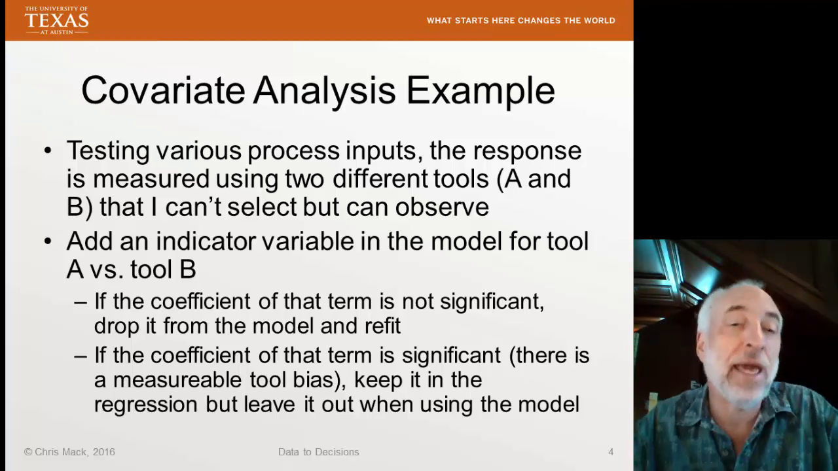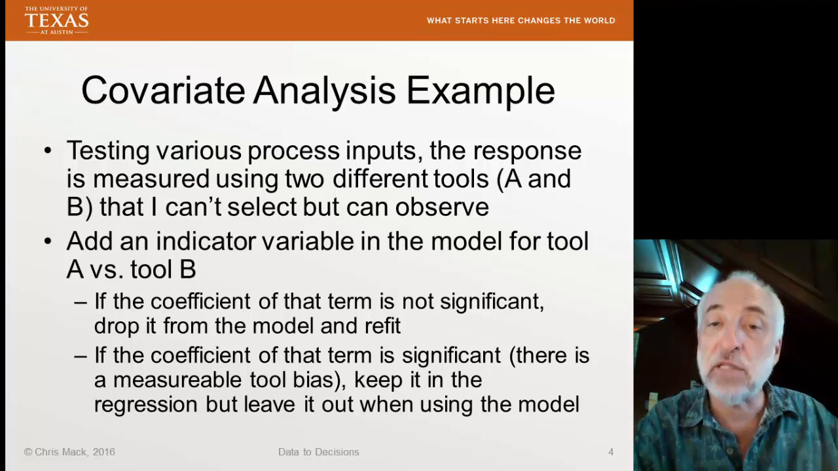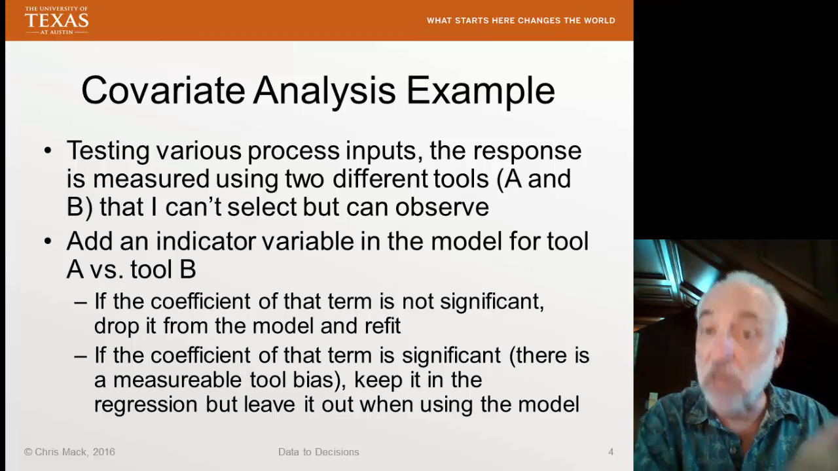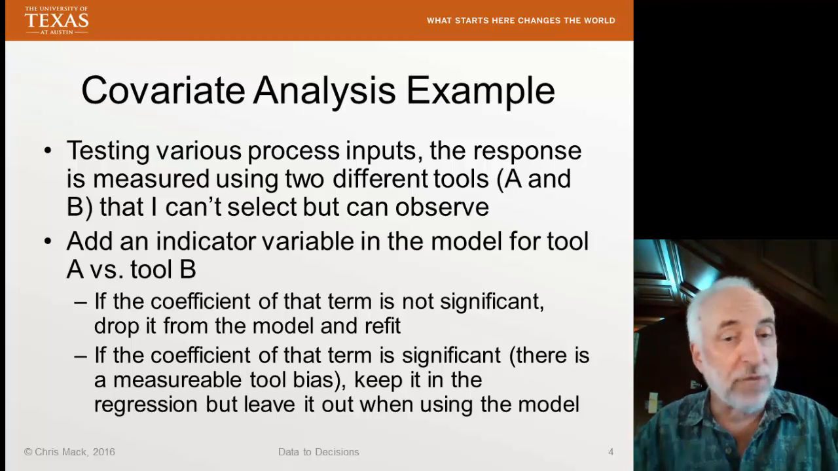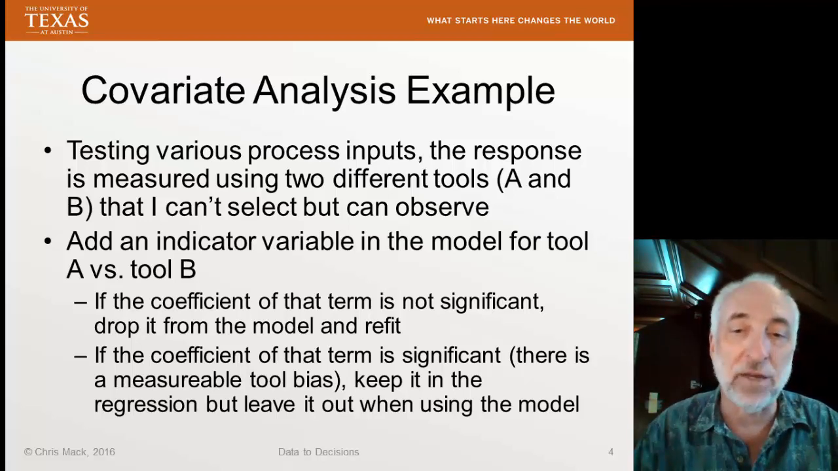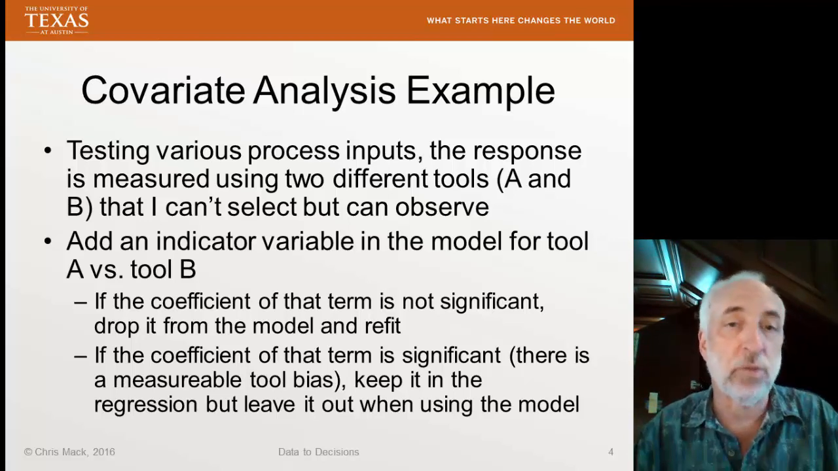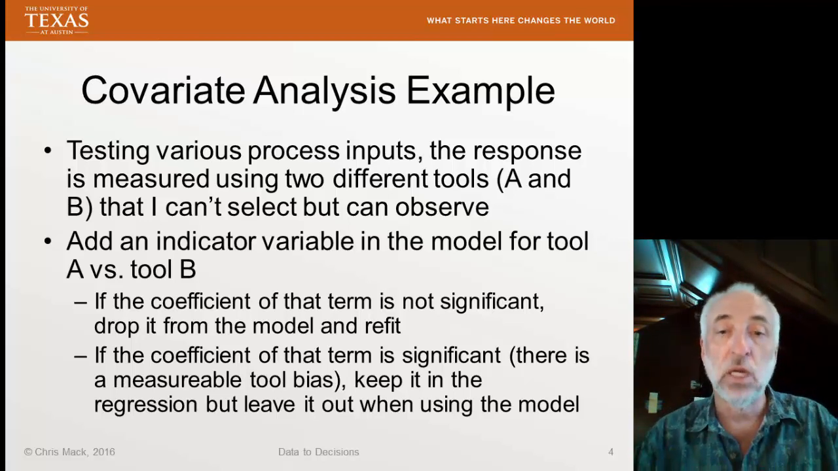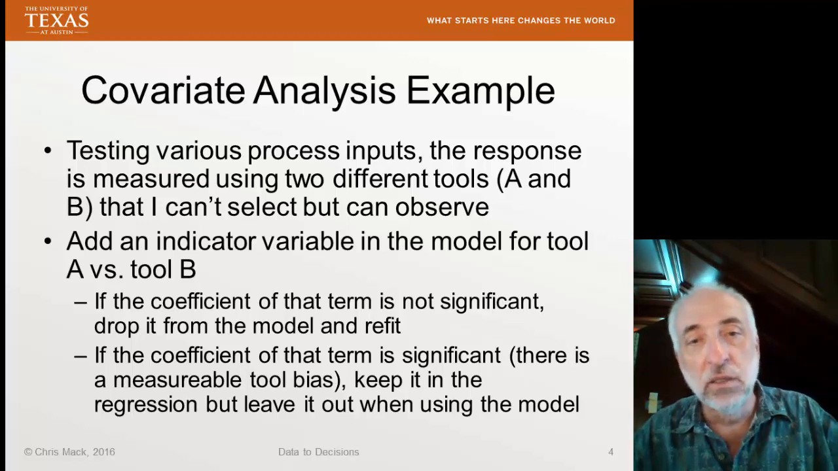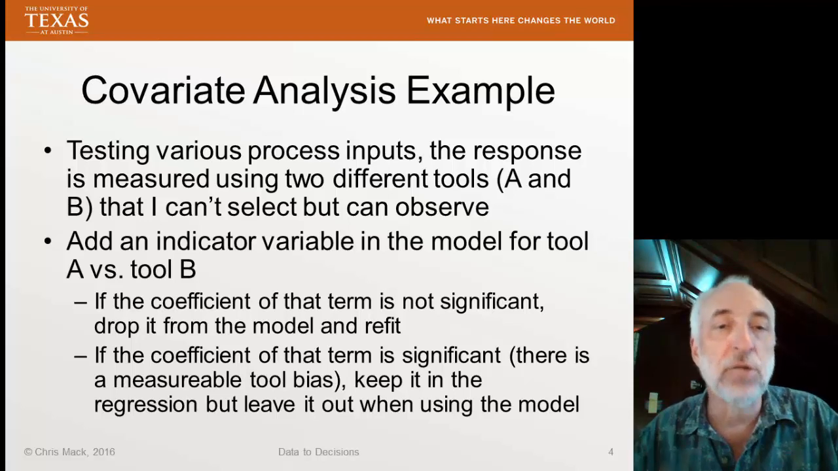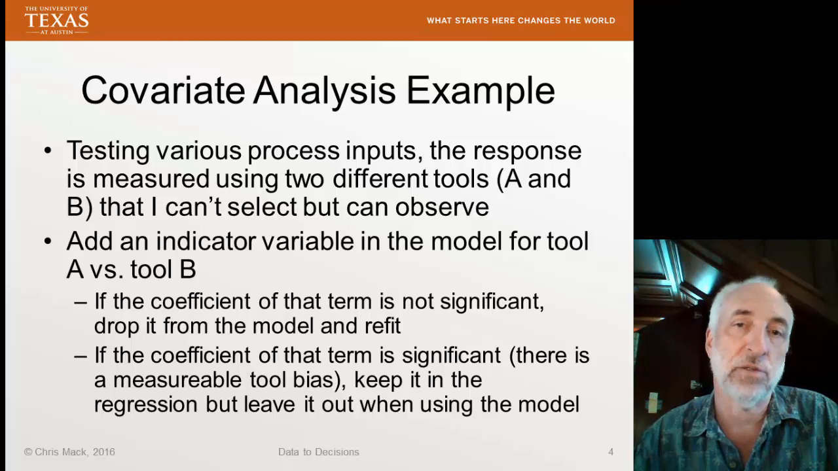It's a nuisance variable. I don't really care. I keep it in the regression in order to get a better estimate of the coefficients of the model variables I do care about. So when I'm done fitting, I simply throw that term out of the model when I'm going to use the model for whatever purpose. So the whole idea is to get a more accurate estimate of the variables I do care about by including the nuisance variable in my model. That's called covariate analysis.